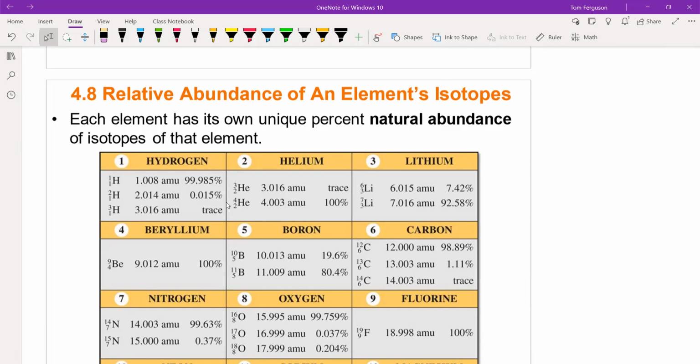So when we're calculating these numbers here, we have to take into account these percentages. What we do is we multiply this number by this number, plus this number by this number, plus this number by this number. That all adds up, and we get 1.01.